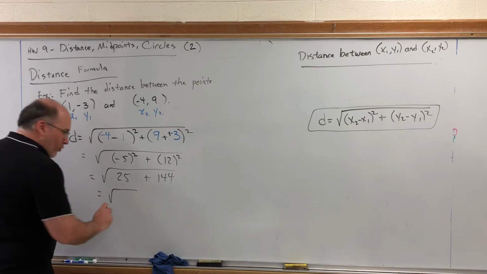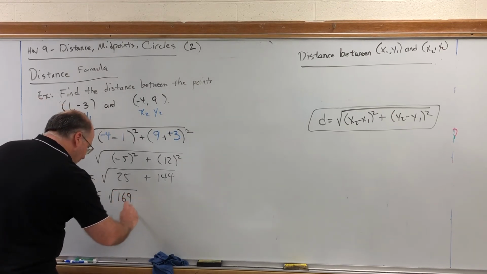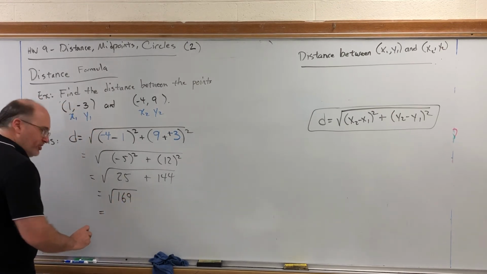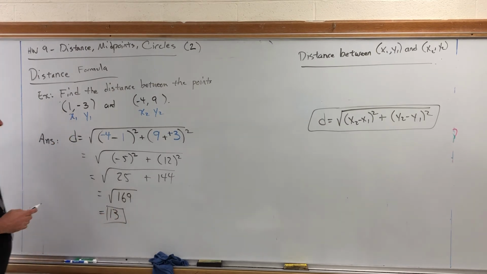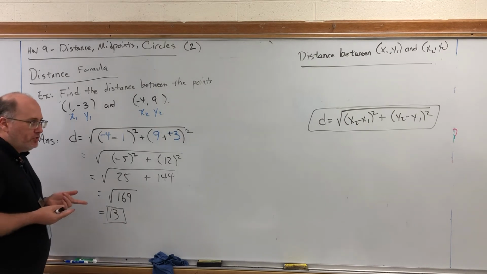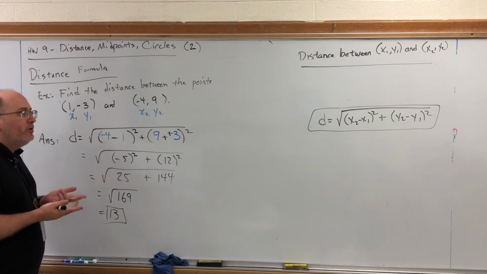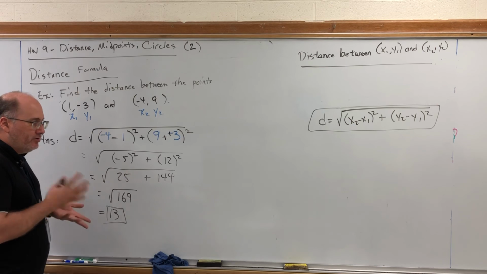25 plus 144 is 169, and the square root of 169 is exactly 13. No need to round. So the distance formula is pretty easy. Plug in four numbers, go to town. In order, subtract twice, square twice, add, and then square root.